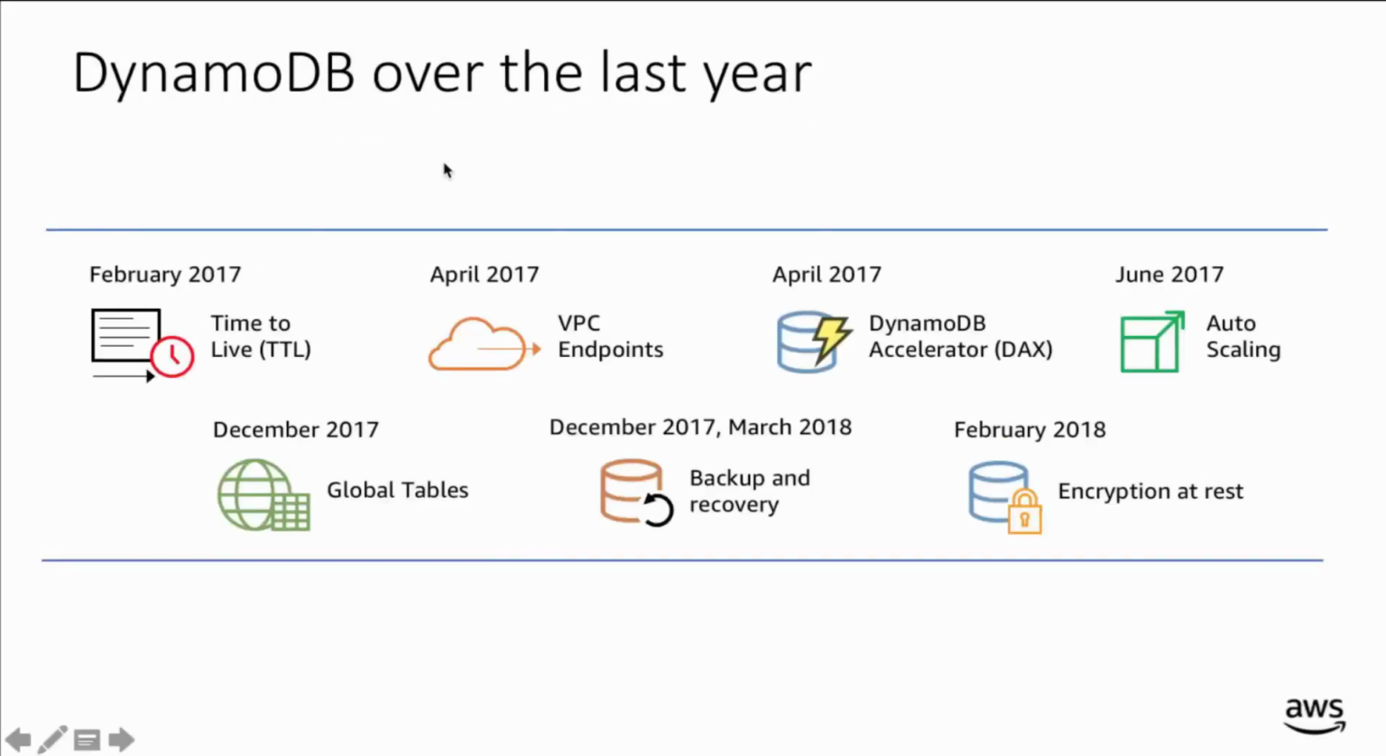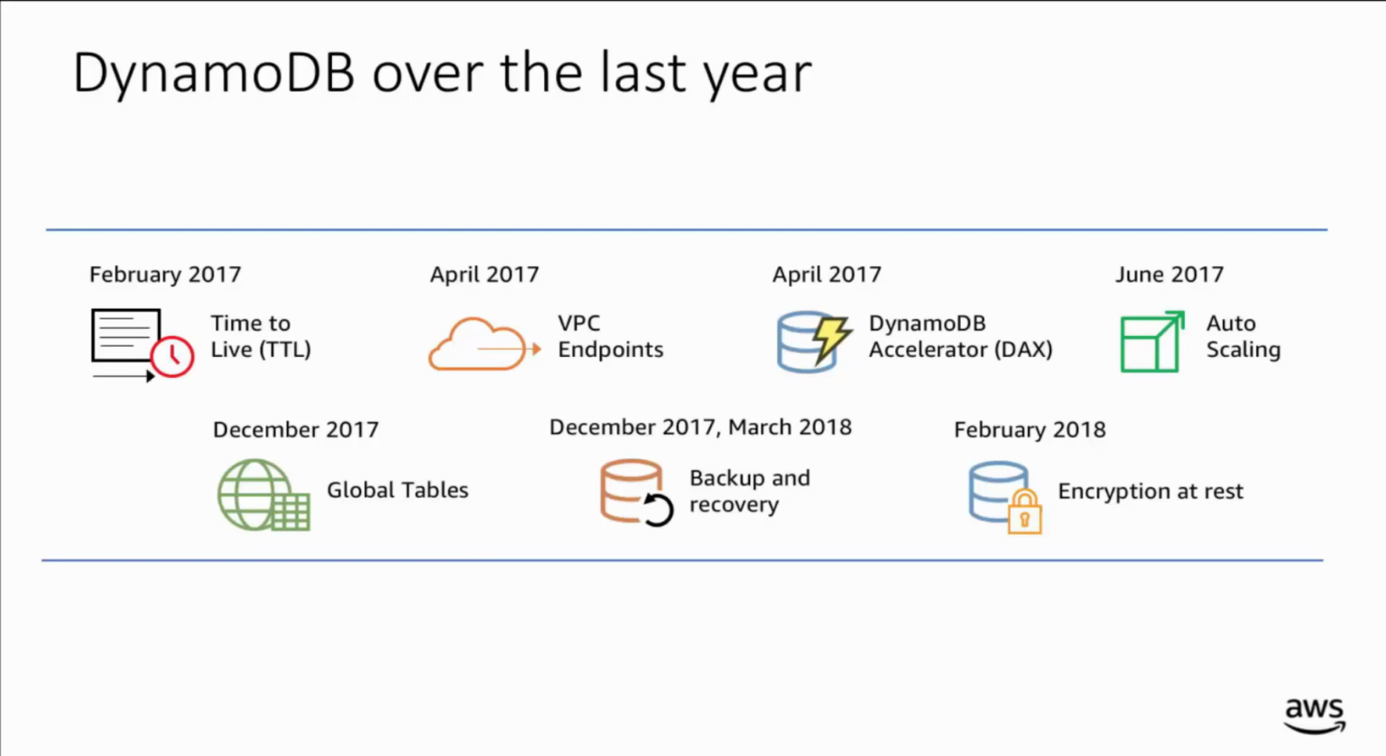Over the last year, there's been a steady cadence of new features released in DynamoDB. Time to live, or TTL for short, allows you to scale down the storage and save on cost by letting DynamoDB automatically remove expired data with no extra cost. VPC endpoints is a feature that allows you to access DynamoDB from the privacy of your VPC. DynamoDB Accelerator, or DAX for short, reduces the read latency below 1 millisecond and allows you to scale to millions of reads in a cost-efficient way. It's a front-end cache for DynamoDB.